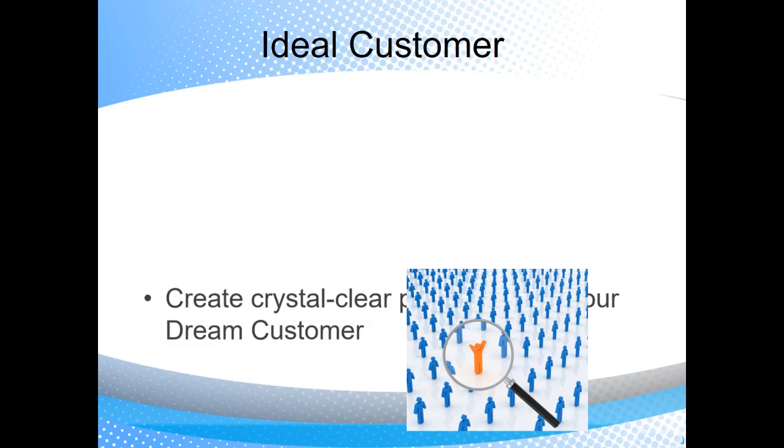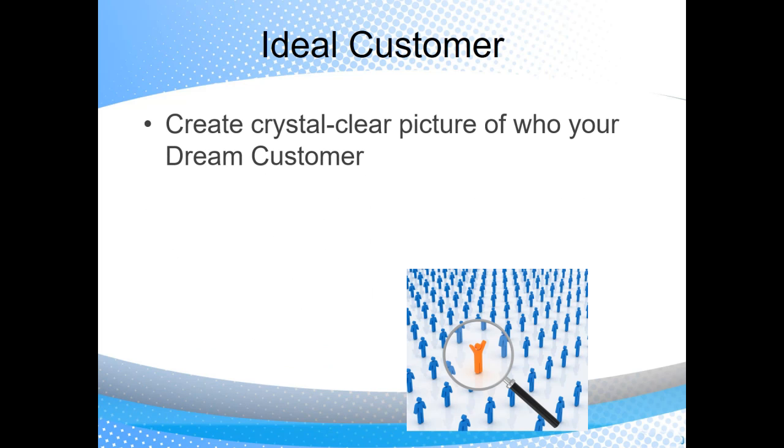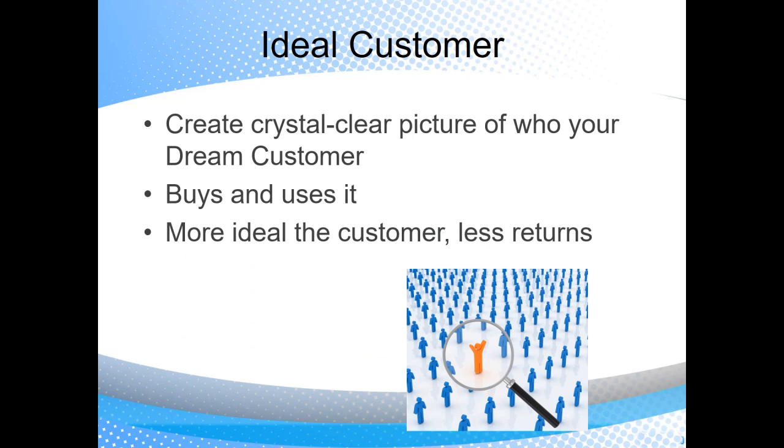So if you look at a little bit of information about an ideal customer, a clear picture of what an ideal customer, or dream customer if you want to call him or her that, would look like. An ideal customer would certainly be the one that buys and uses it. And the more ideal the customer, the fewer returns. In other words, the more ideal the customer connected to your product, the less product will come back to the store. As we looked at already, surveys are very important, and this will certainly pinpoint, or at least point you in the right direction of, an ideal customer.